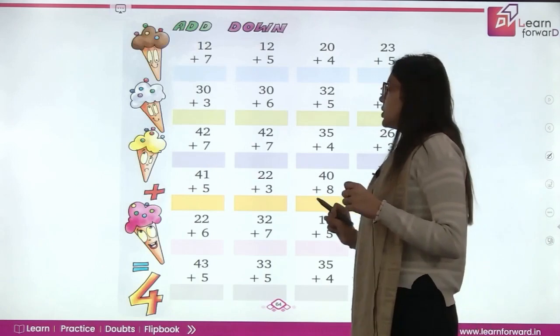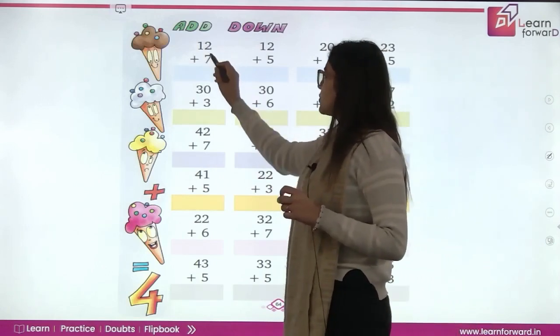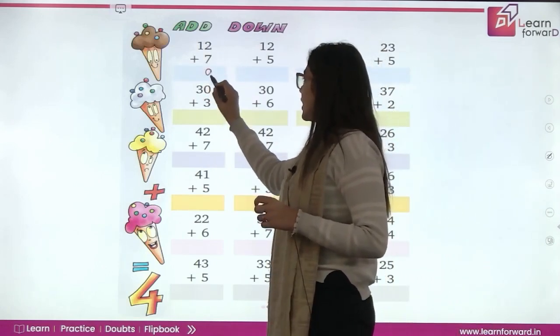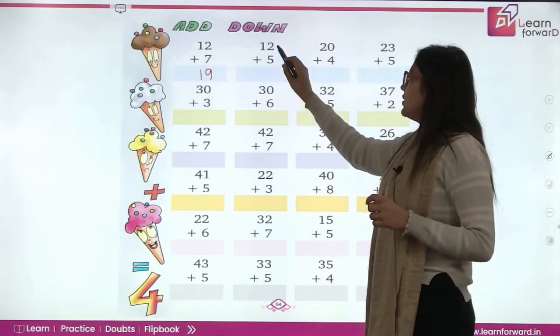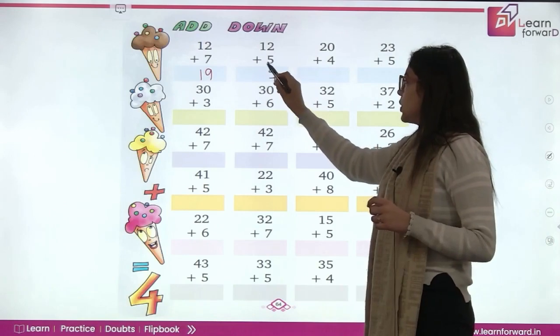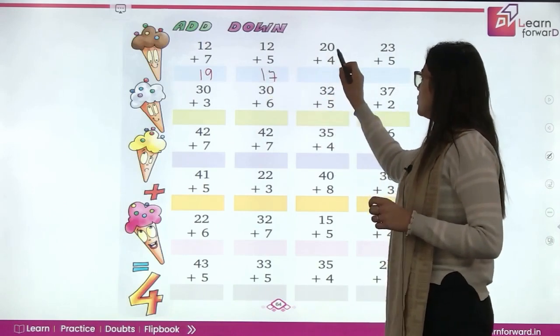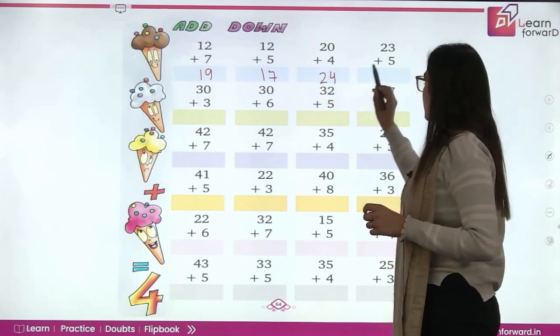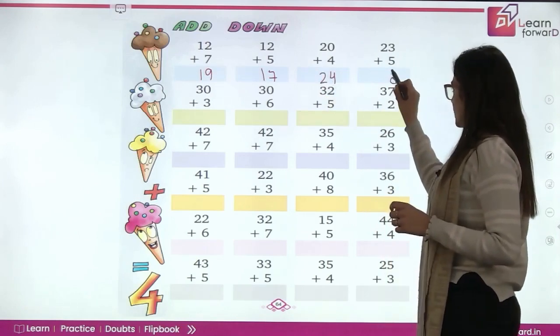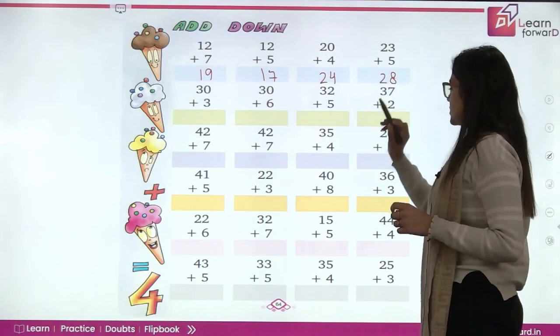Now add down again. 7 plus 2. What is 7 plus 2? 7 plus 2 is 9 and 1. 12 plus 7 is 19. 12 plus 5. 5, 6, 7 and 1 same. Now 0 plus 4 is 4 and 2 same. 3 plus 5 is 8 and 2 same as it is comes down.